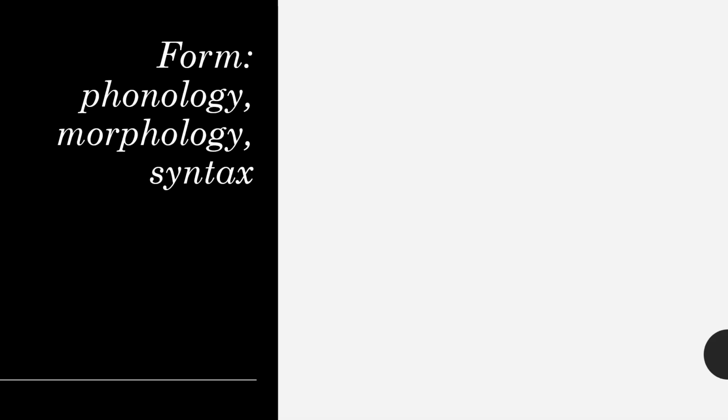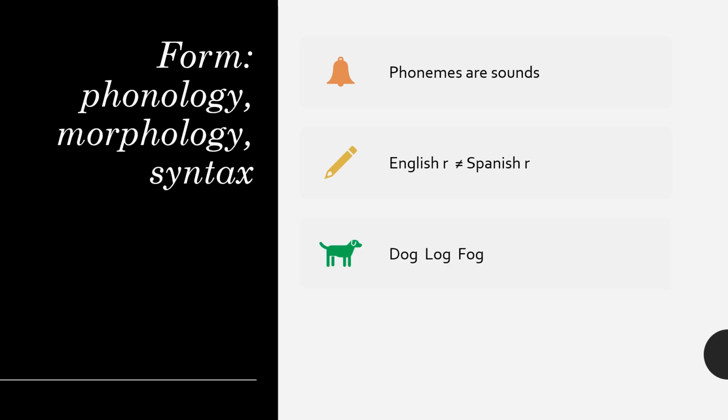Language form, also thought of as the structure of language, involves phonology, morphology, and syntax. Let's look at each of these to understand what they mean for a young child. Phonology is the study of phonemes, or the sounds we use to construct words. For example, the English R and the Spanish R do not make the same sound. Spanish even has phonemes that English does not have, for example, the rolled R sound. A phoneme changes the meaning of a word.